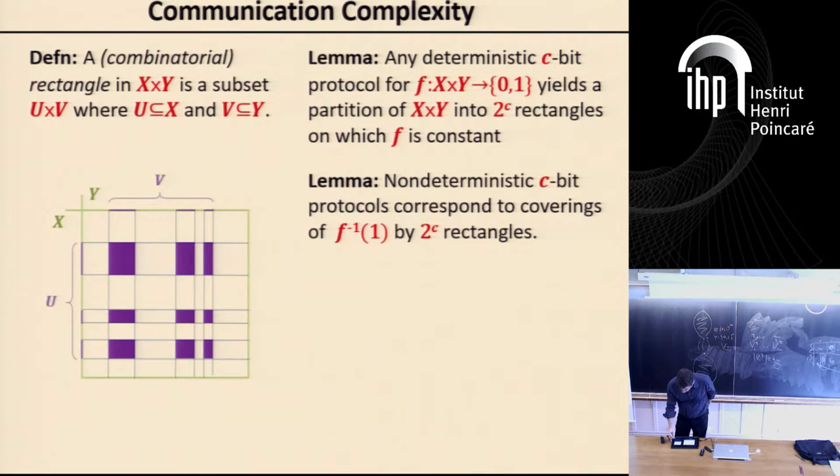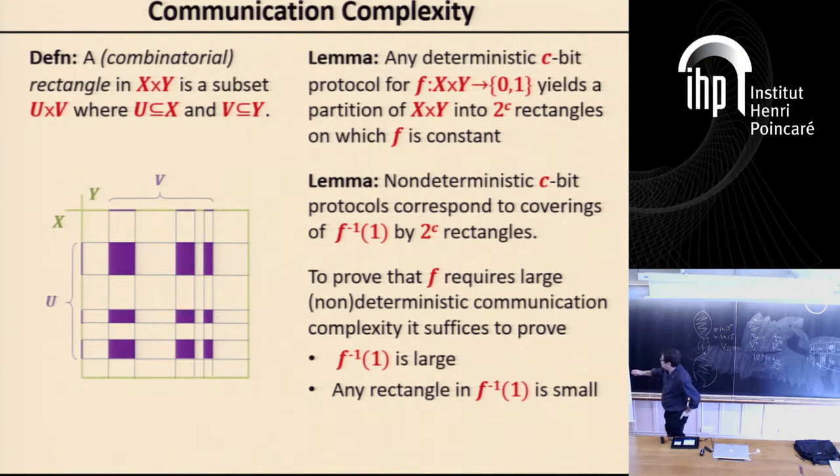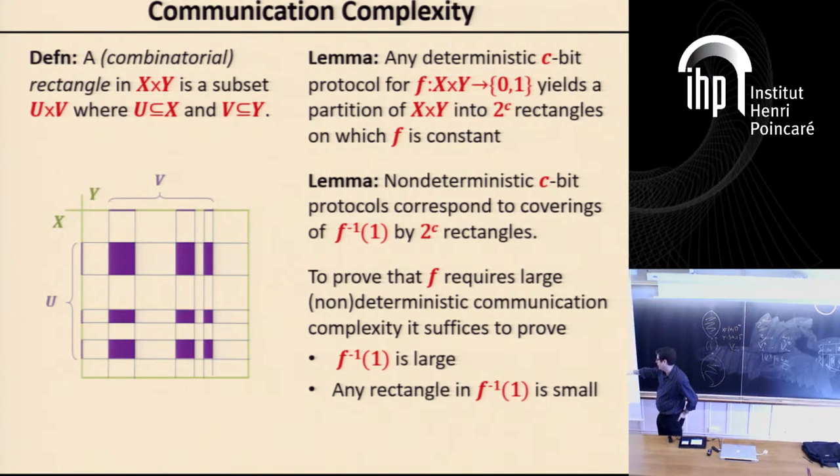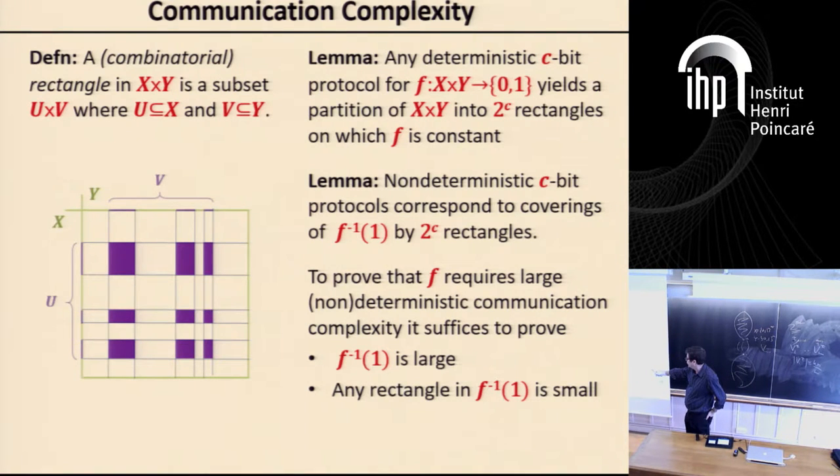So to prove that F requires large communication complexity, it suffices to prove that you've got a lot of ones to cover, and any rectangle can only cover a small number of ones. Okay? So that's the general approach. This is how you can prove that.